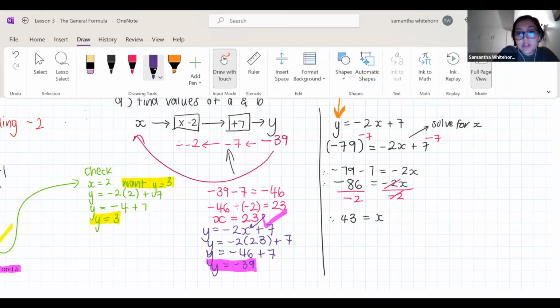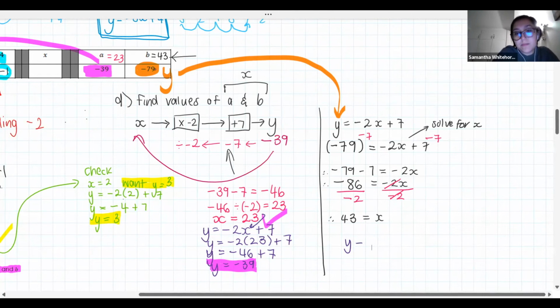If you just substitute it into the formula, y is equal to -2 times 43 plus 7. -2 times positive 43 is -86.